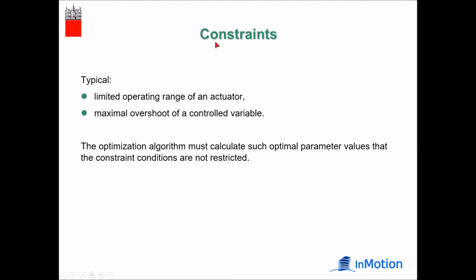Constraints are also sometimes introduced in the optimization procedure. Typical constraints are, for example, limited operating range of an actuator or maximal overshoot of a controlled variable. The optimization algorithm must calculate such optimal parameter values that the constraint conditions are not restricted.